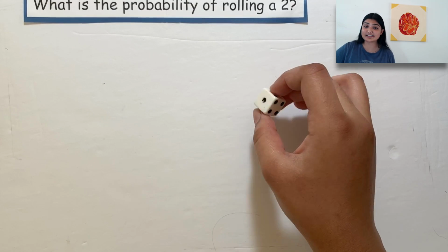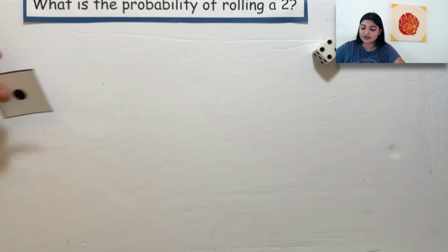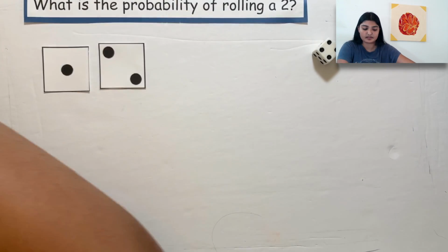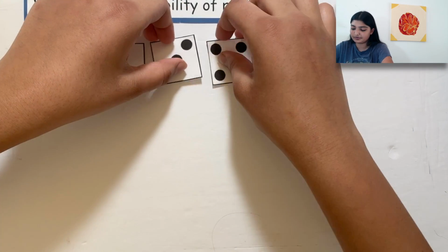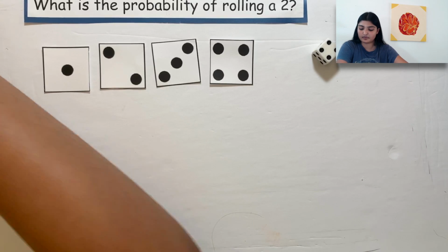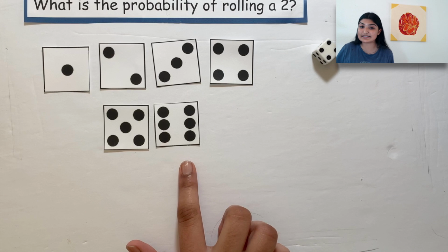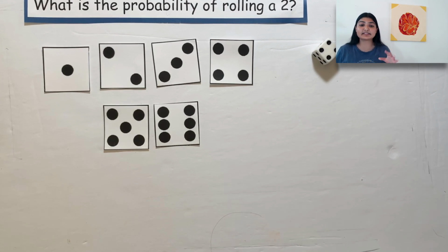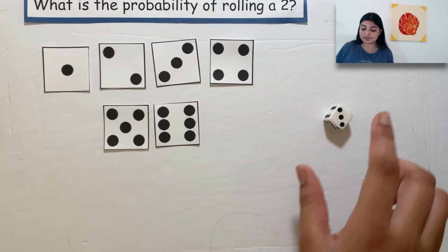Here we have our six-sided dice. As there are 6 different faces, I can roll a 1, 2, 3, 4, 5, or 6. That means that there are 6 total possible outcomes that I can get upon rolling this dice.